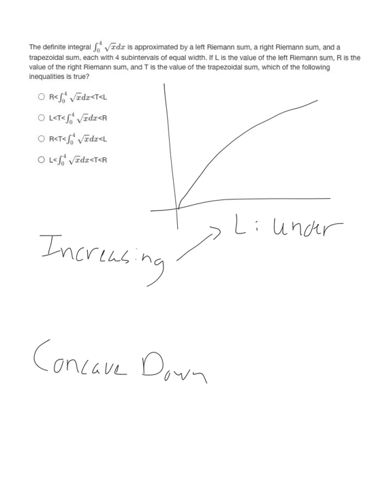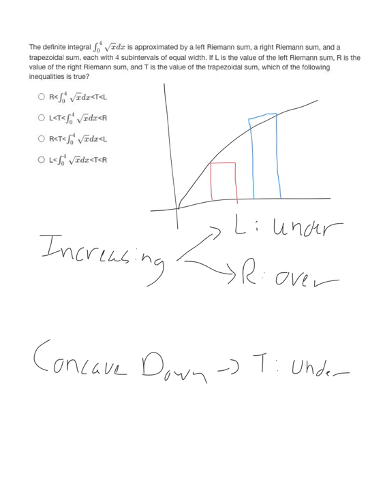Draw any particular left endpoint rectangle here, and you're missing area. Because it's increasing, my right endpoint will be an overestimate. Again, draw some arbitrary right endpoint rectangle, and I can see that it's over. And then the fact that it's concave down tells me that my trapezoids will also be under. Trapezoids can be a little harder to see.